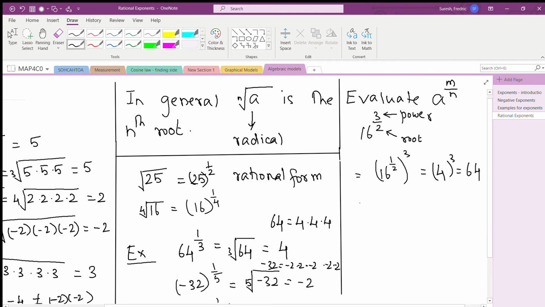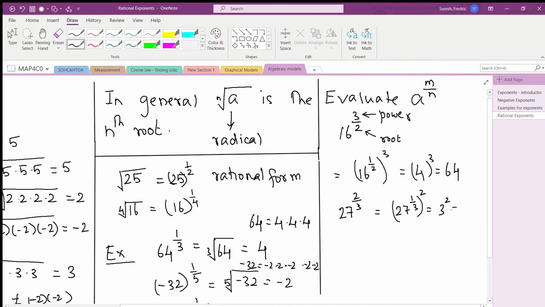One more example. Okay, let's do 27 to the power of 2 over 3. So you can write this as 27 with the cube root there, and the power there. And what do we have here? The cube root of 27 is 3. That is, 27 is 3 times 3 times 3. And you have a square there. And then what you can do now is 3 to the power of 2 is 9.